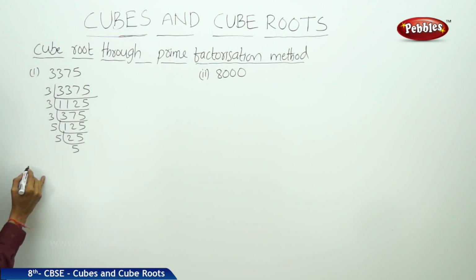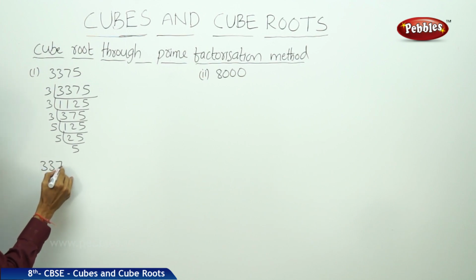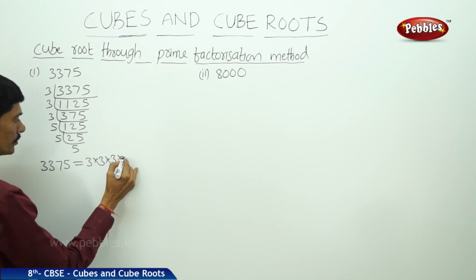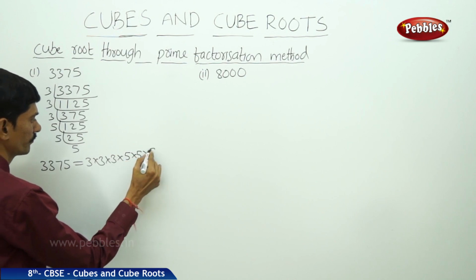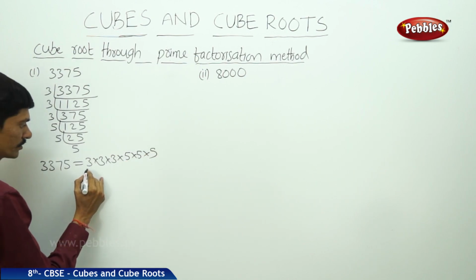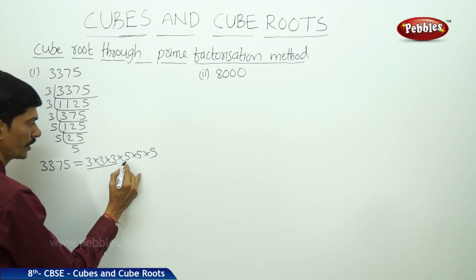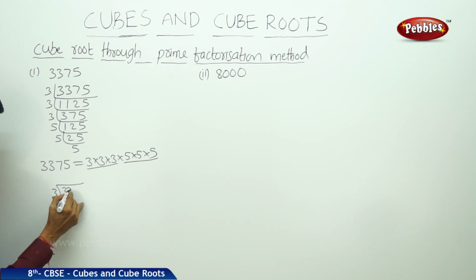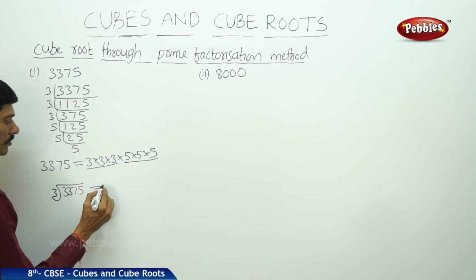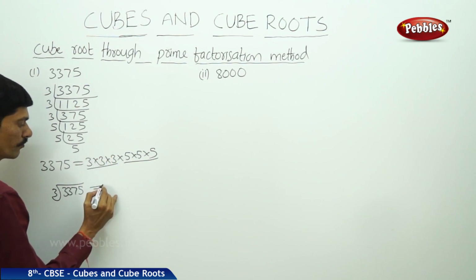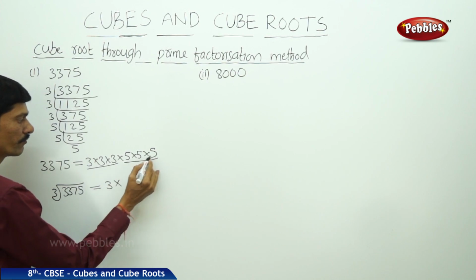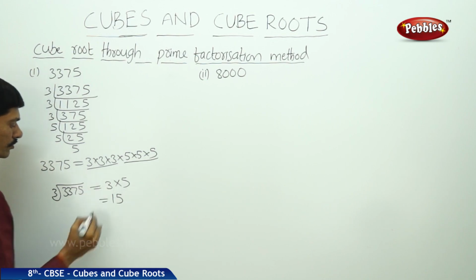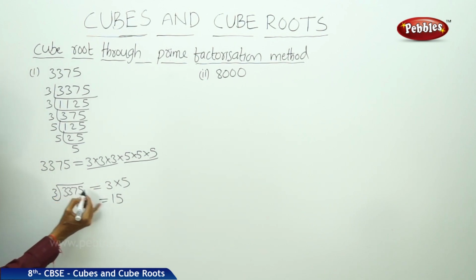Now when you factorize 3375, we are getting the prime factors 3 into 3 into 3 into 5 into 5 into 5. So the first prime factor appears 3 times and the second prime factor also appears 3 times. So we can take that cube root of 3375 equals, for these 3 3's you will take 1 3, and for these 3 5's you will take 1 5. This equals 3 into 5, 15. So the cube root of 3375 is 15.